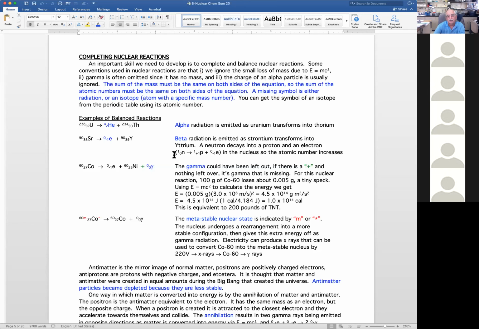Right. But this came from in the nucleus, where a neutron decomposed into a proton and an electron. So the proton stayed in the nucleus, but the electron came flying out at about 90% of the speed of light. It's a product of that neutron? Yes, it is. I see. So a neutron can decompose. Okay, thank you.